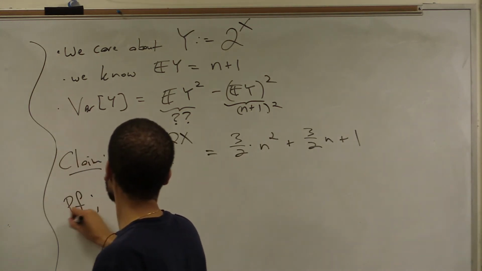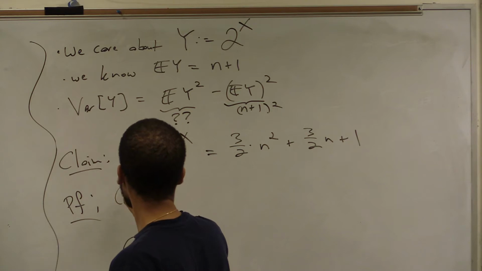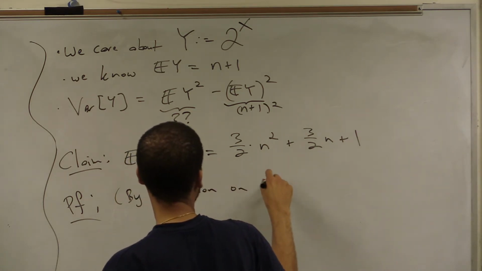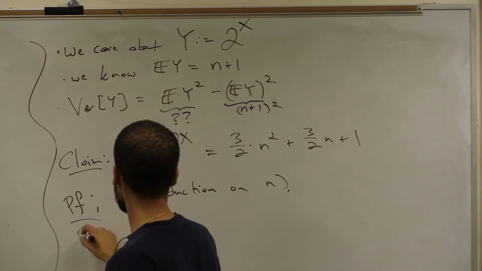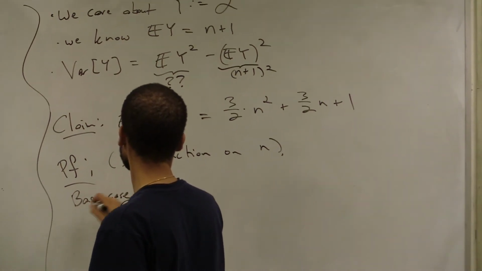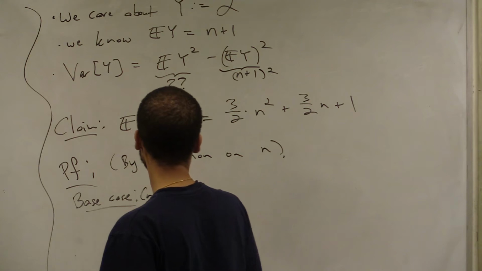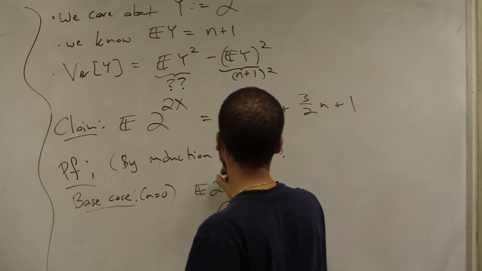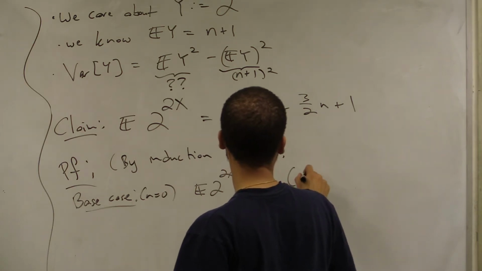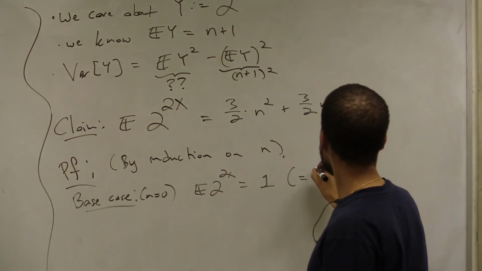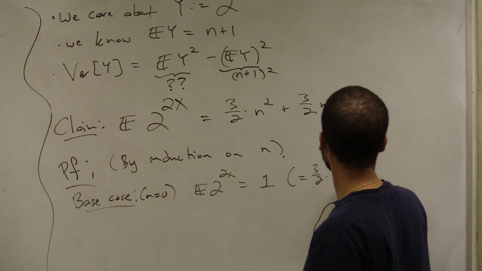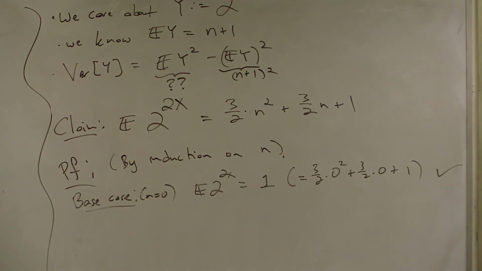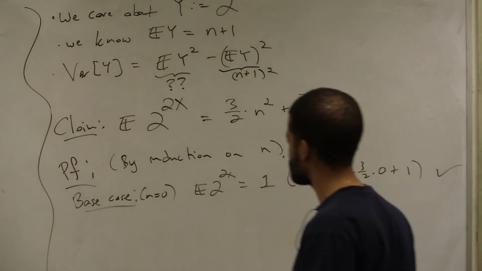It's going to be very similar to the proof last time. So it's by induction on n. The base case is n equals 0. Then the expectation of 2 to the 2x is equal to 1, which is in fact equal to 3 halves times 0 squared plus 3 halves times 0 plus 1. So I'm happy. And now let's do the inductive step.